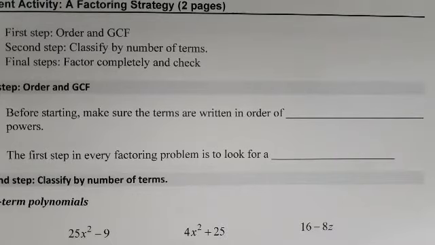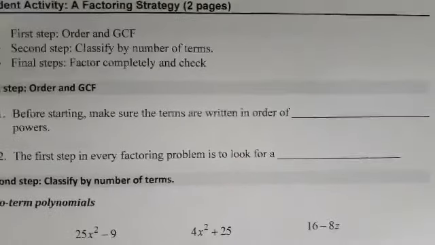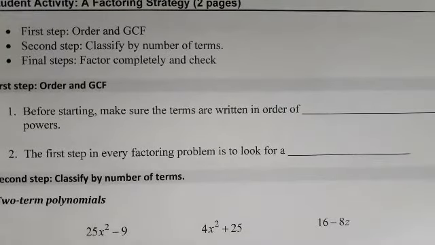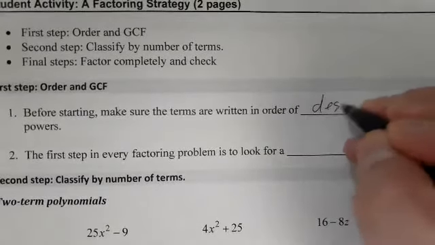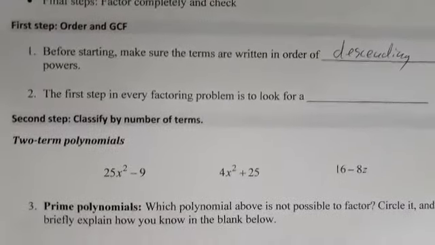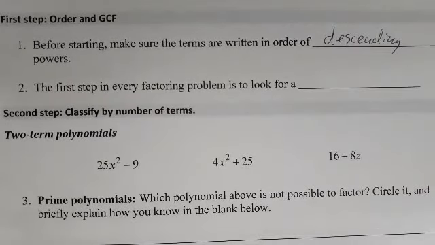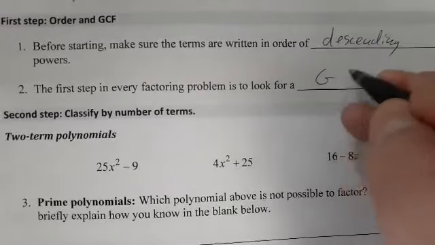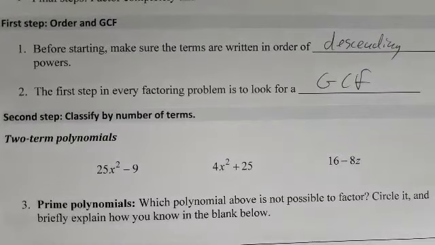Before starting, make sure the terms are written in order of... Okay, so they're asking about the powers or the exponents. So if you're writing something, you want to write it, and I've said it before, in descending order. The first step in every factoring problem is you always look for a GCF, right there in their instructions. We just read the first step. You always find a GCF if you can find a GCF.